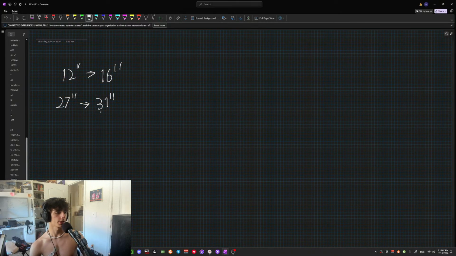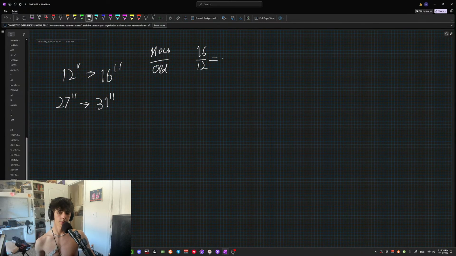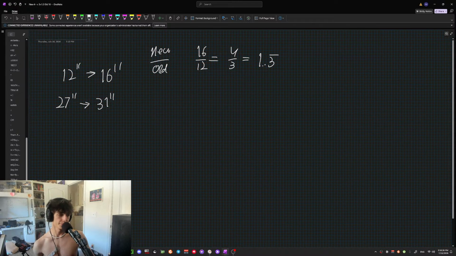And that's because humans tend to perceive things in ratios. So for the first one, the ratio, new over old, that's 16 over 12, which is 4/3, which is 1.3 repeating. That's 1 1/3 times as big. But 27 to 31.